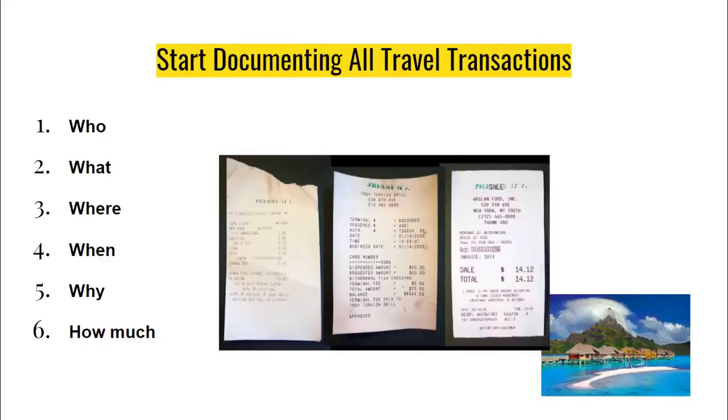When you are taking trips, the first thing you need to make sure you're doing is keeping documentation of all travel transactions. Whether it be booking confirmations or receipts, it doesn't matter. If you're doing it while traveling, make sure that paper addresses who is on the trip, who you're going to see, what you're doing on that trip, where you're going, when specifically you're going, why you're on the trip, and how much the trip costs.